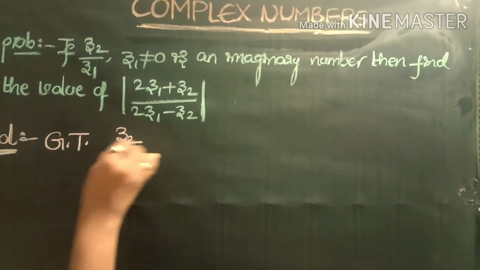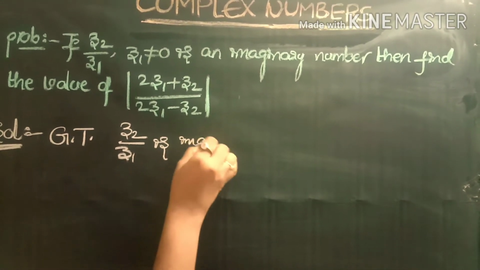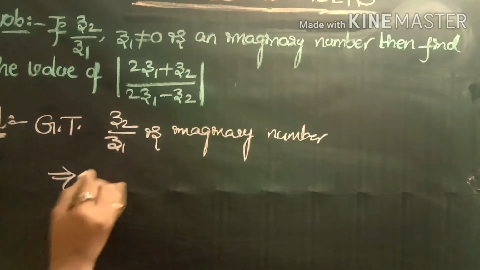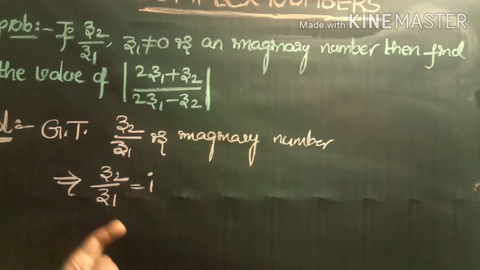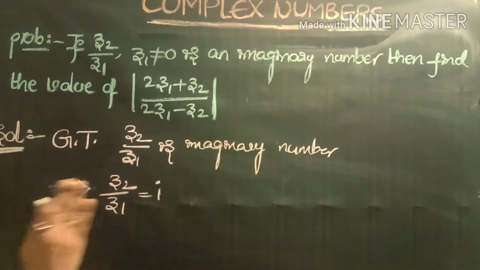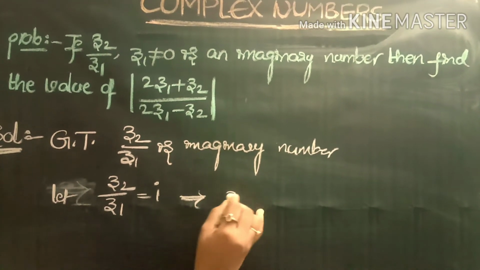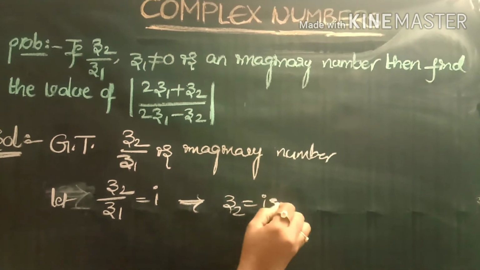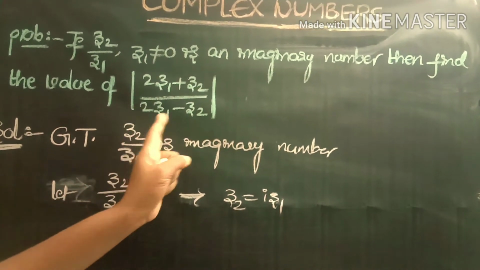So here the given condition is z2 by z1 is an imaginary number. So imaginary number means it contains no real part, that is it contains only the imaginary part. So let me take that value is equals to i. So let z2 by z1 is equals to i, which implies the value of z2 is equals to i into z1. Now we want the value of modulus of (2z1 plus z2) by (2z1 minus z2).